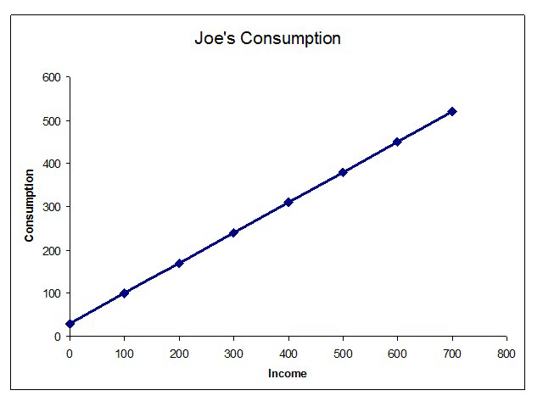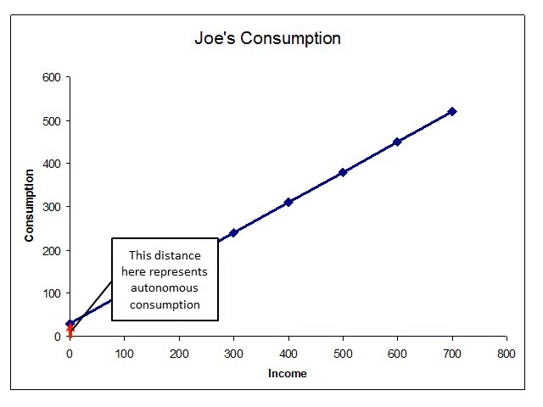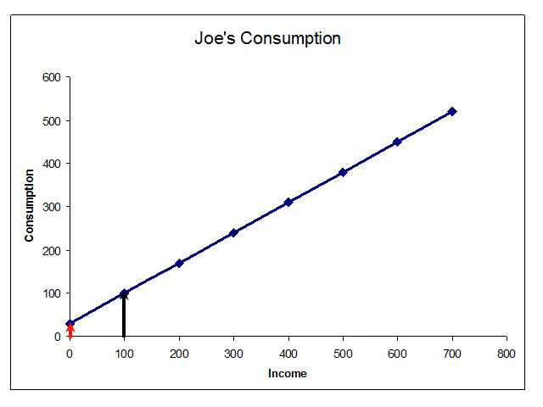The consumption function is a graph that shows the relationship between an individual's, and as we will see later, an entire economy's income and their consumption. When Joe's income is zero, he consumes $30 worth of goods and services. Consumption at this point is called autonomous consumption because it is consumption that is not dependent on Joe's income. When Joe's income is $100, he consumes $100 worth of goods and services.